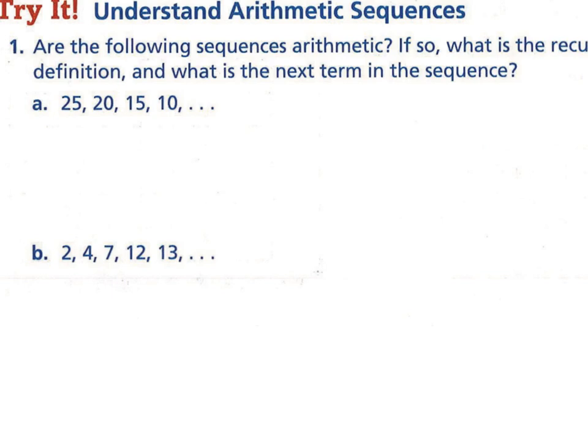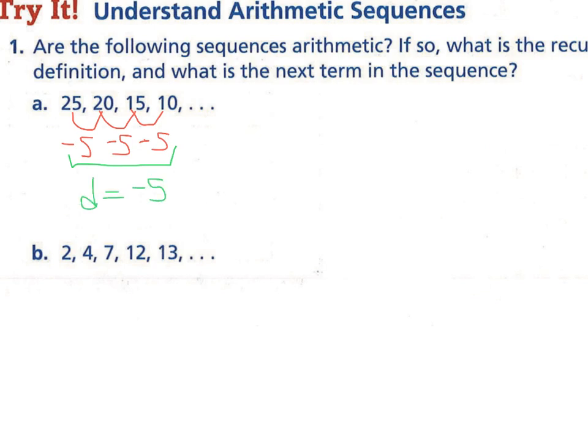In order to find out whether or not it's arithmetic, we need to look for the common difference. So to go from 25 to 20, I'm going to subtract 5. To go from 20 to 15, I'm going to subtract 5. To go from 15 to 10, I'm going to subtract 5. So our common difference here is that we continuously subtract 5. So our common difference is -5.